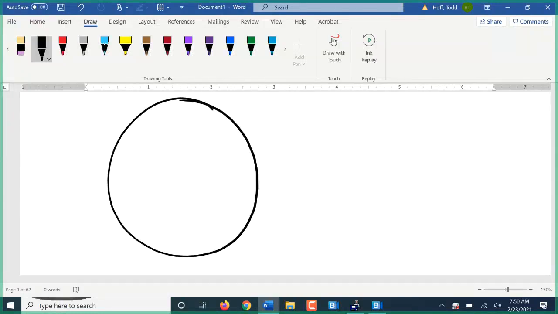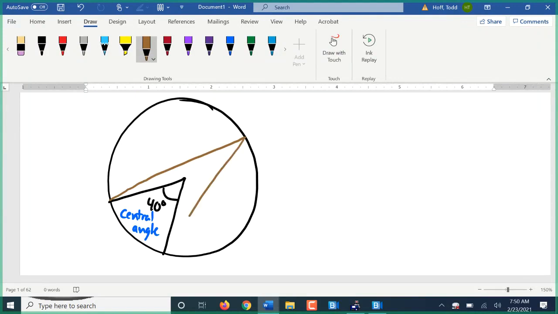Well, as we're working on this, we have that central angle again. And let's just give this a size of 40 degrees. You can have an angle that has its vertex on the circle. Having its vertex on the circle is called being inscribed. So that is called an inscribed angle.